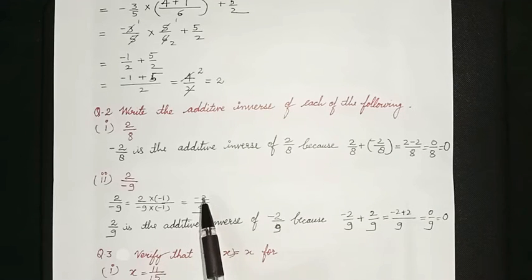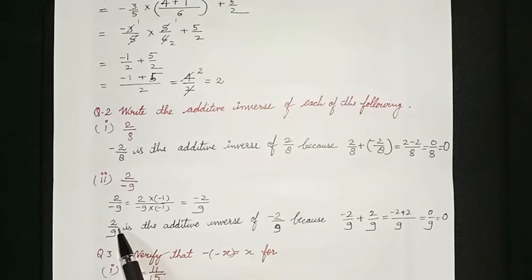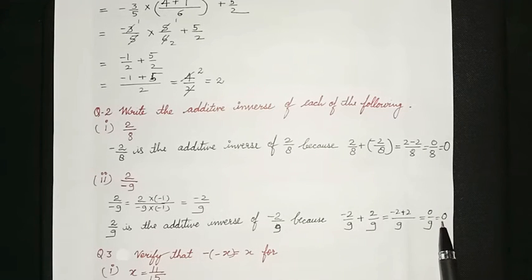Now we will write its additive inverse. So 2 upon 9 is the additive inverse of minus 2 upon 9, because if we add minus 2 upon 9 with 2 upon 9, we get 0.